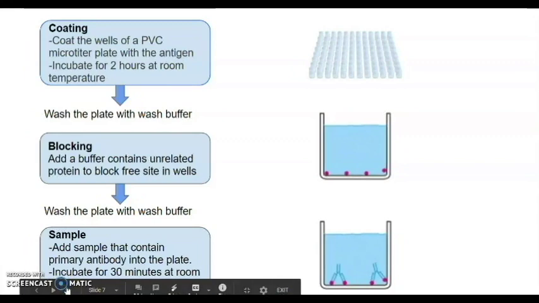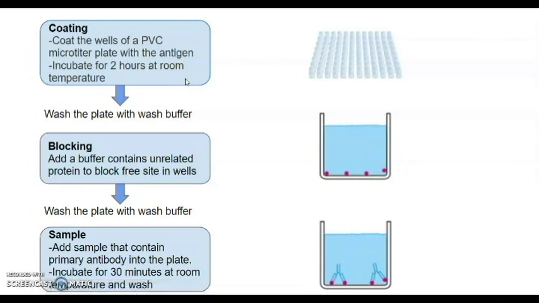Okay, I will explain about the methodology. This method is based on the principles of the indirect method of ELISA to detect SARS-CoV-2. So the first step is coating. Coating the well of a microtiter plate with antigen, in this case SARS-CoV-2 recombinant antigen. Then we cover the plate and incubate it for 2 hours at room temperature. We wash the plate with wash buffer, and then the next step is blocking.